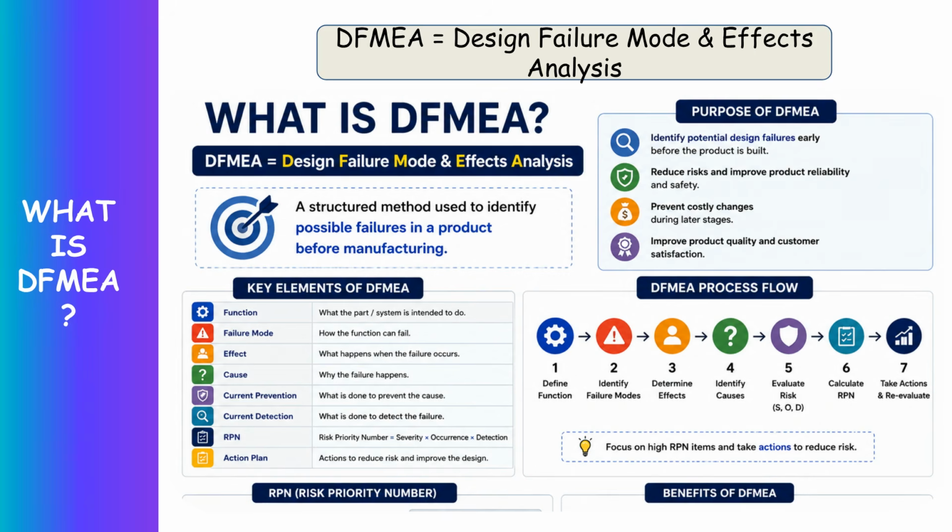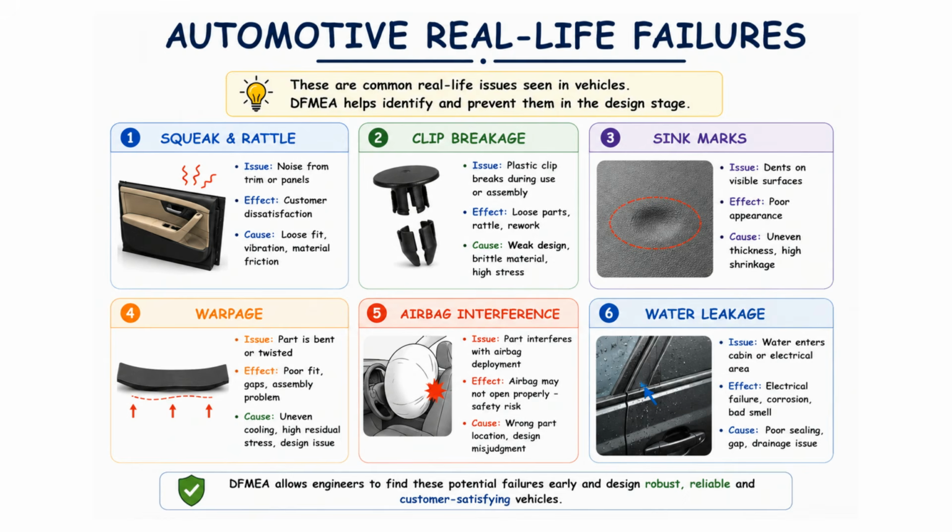This is one of the most powerful risk management tools used in automotive development. Almost every OEM and supplier uses DFMEA during concept design, detailed design, validation, and production preparation. Now, let's look at some real automotive failures. These are not theoretical examples. These are actual issues engineers deal with during development.